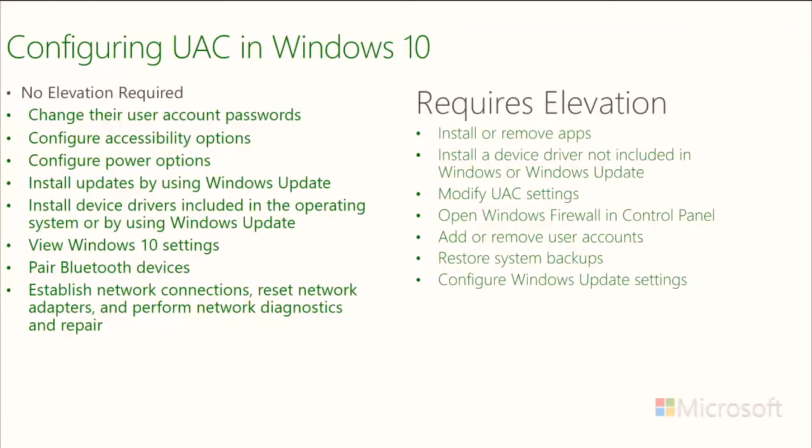There are certain features that will require elevation, and there are others that don't. For example, viewing Windows 10 settings or pairing a Bluetooth device don't require that elevation. But also know that installing and removing applications on the device requires elevation. And if you don't want your users to have that ability, you need to set your UAC accordingly. Or even just modifying UAC settings. Is UAC enabled? Exactly. Enabling BitLocker, disabling BitLocker. Actually, enabling BitLocker is not UAC. Disabling it, I believe, is UAC.